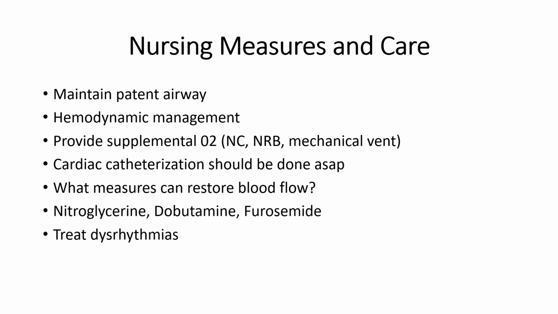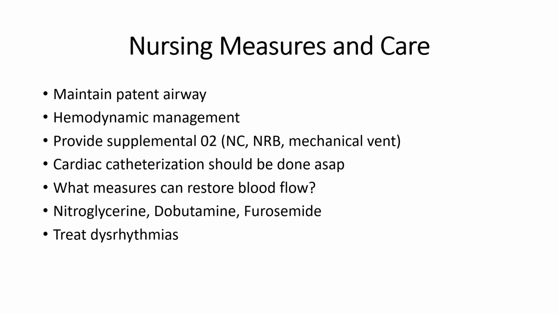This goes alongside maintaining a patent airway, but also providing supplemental O2, right? We know they most likely will need some sort of oxygen therapy, especially because their perfusion is not good. Their cardiac output's low, meaning that the rest of their body isn't perfusing. So we may need to help them out with some oxygen at this time, whether it be a nasal cannula, a non-rebreather, or a mechanical vent. We have a whole slew of different types of oxygen therapies, and depending on how the patient's presenting is how we would treat their oxygenation status.